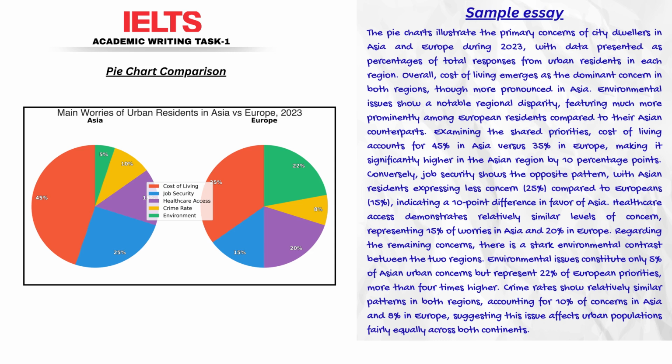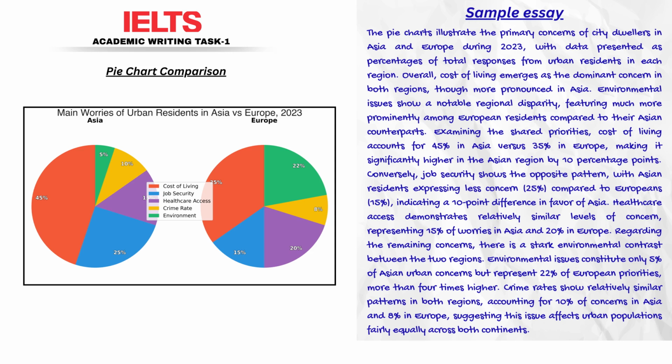Finally, let's consider task achievement. The essay does exactly what is required. It compares the urban concerns between Asia and Europe, identifies patterns and differences, and highlights the key contrasts. Crucially, it does not speculate on cultural or economic reasons for these differences. For instance, it doesn't say, Europeans worry more about environment due to higher education levels. Speculation. In Task 1, you compare and contrast data, not analyze causes.